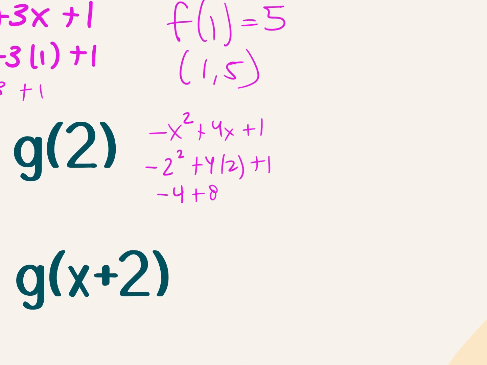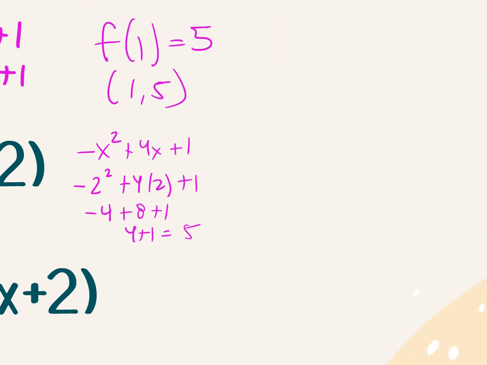-4 plus 8 plus 1. What's -4 plus 8? 4, and 4 plus 1 is 5. So g of 2 equals 5. When I plug in 2 into the g function, what do I get out? 5. Okay, so your ordered pair would be (2, 5).